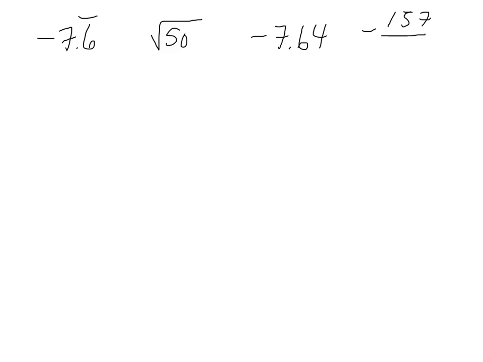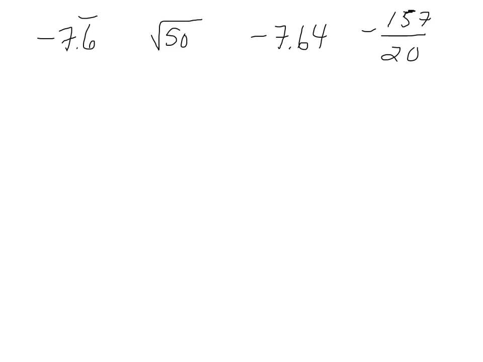So we'll pay more attention to that with my, let's see, let's do this guy here. We have negative 7.6 repeating. We have the square root of 50. We have the negative 7.64 and negative 157 over 20. And if you're starting to feel a little confident or you want to give it a whirl, what I would suggest is writing down these four numbers on your paper, hitting the pause button, and actually trying it out on your own, and then coming back and hitting play and see if you got it right.